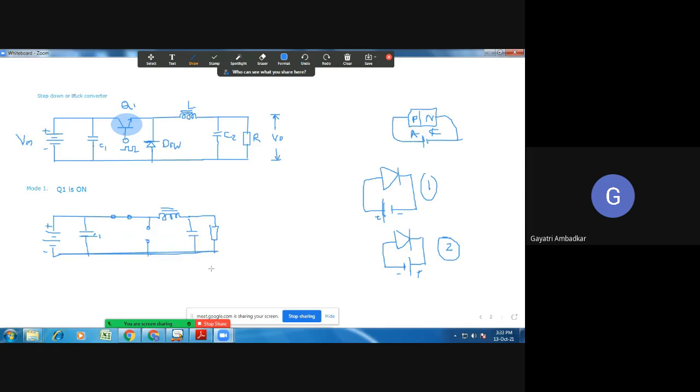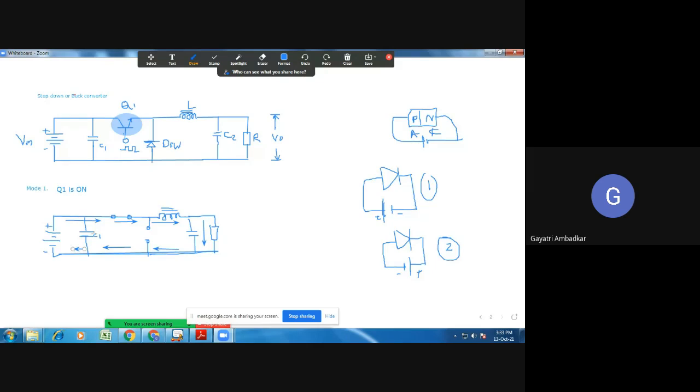Okay. Now, how will the current flow? Current will flow like this. This is DC, so DC current will pass through this inductor and it will charge the capacitor. So there is voltage across the load and the capacitor is also charged. Got it?